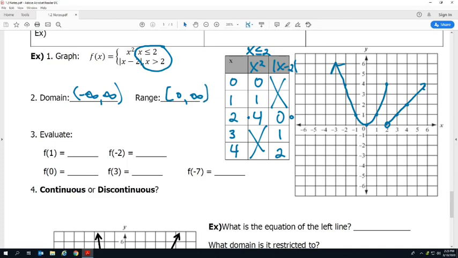f of 1, that's going to use the x squared graph, so f of 1 would be 1. f of 0, that's going to use the x squared graph, so that would be 0. f of negative 2, that's going to use the x squared graph, so that would be 4. And f of 3, that's going to use the absolute value of x minus 2 graph, and so that's going to be 1. f of negative 7, that's going to use the x squared graph, and so that's going to be 49. This is definitely discontinuous, and the type of discontinuity is a jump discontinuity.